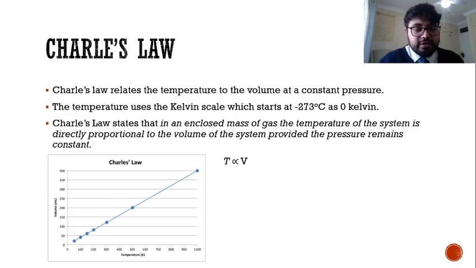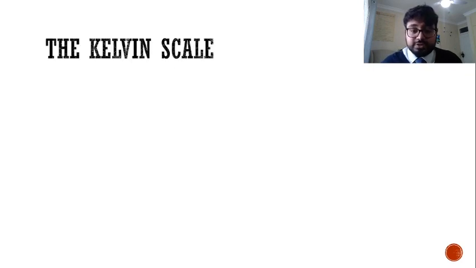And there is a straight line graph of Charles' law, and we can see that the temperature is on the x-axis in Kelvin, and we have volume in milliliters on the y-axis, and we can see that as the temperature increases, the volume increases as well substantially.